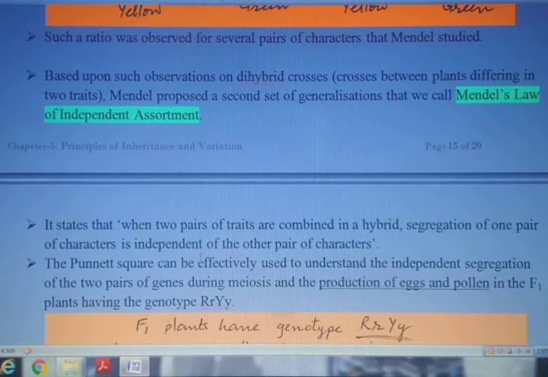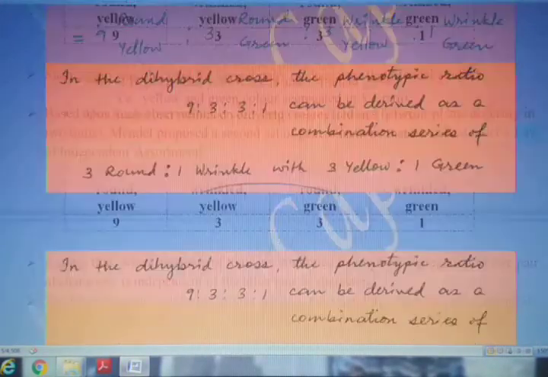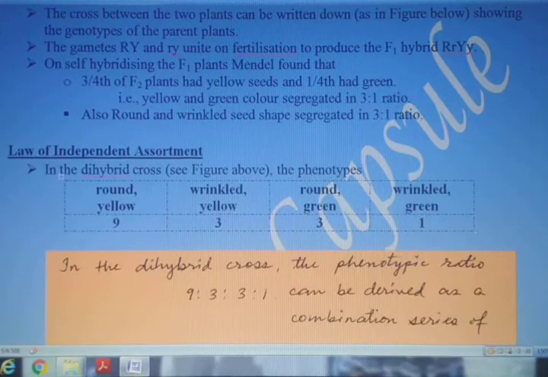And likewise they are not going to affect the other pair of characters. They are independent, and that is why the law formulated by Mendel is the law of independent assortment. This was obtained after he conducted the dihybrid experiment by considering different characters, that is two characters at a time.